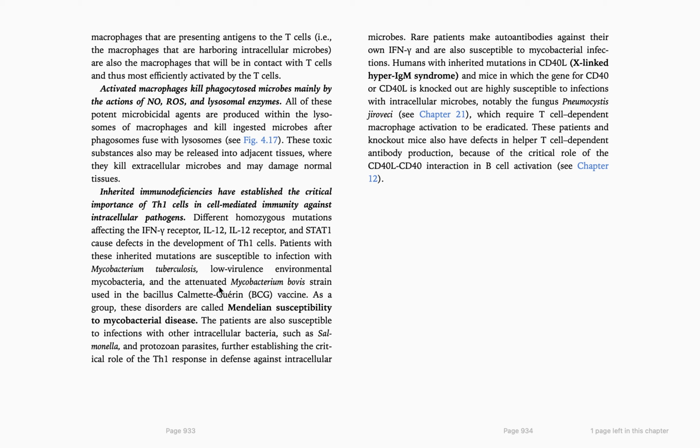Humans with inherited mutations in CD40 ligand, X-linked hyper IgM syndrome, and mice in which the genes for CD40 and CD40 ligand are knocked out are highly susceptible to infection with intracellular microbes, notably the fungus Pneumocystis jirovecii, which requires T-cell dependent macrophage activation to be eradicated. These patients and knockout mice also have defects in helper T-cell dependent antibody production because of the critical role of CD40 ligand-CD40 interaction in B-cell activation. We'll see this in Chapter 12.